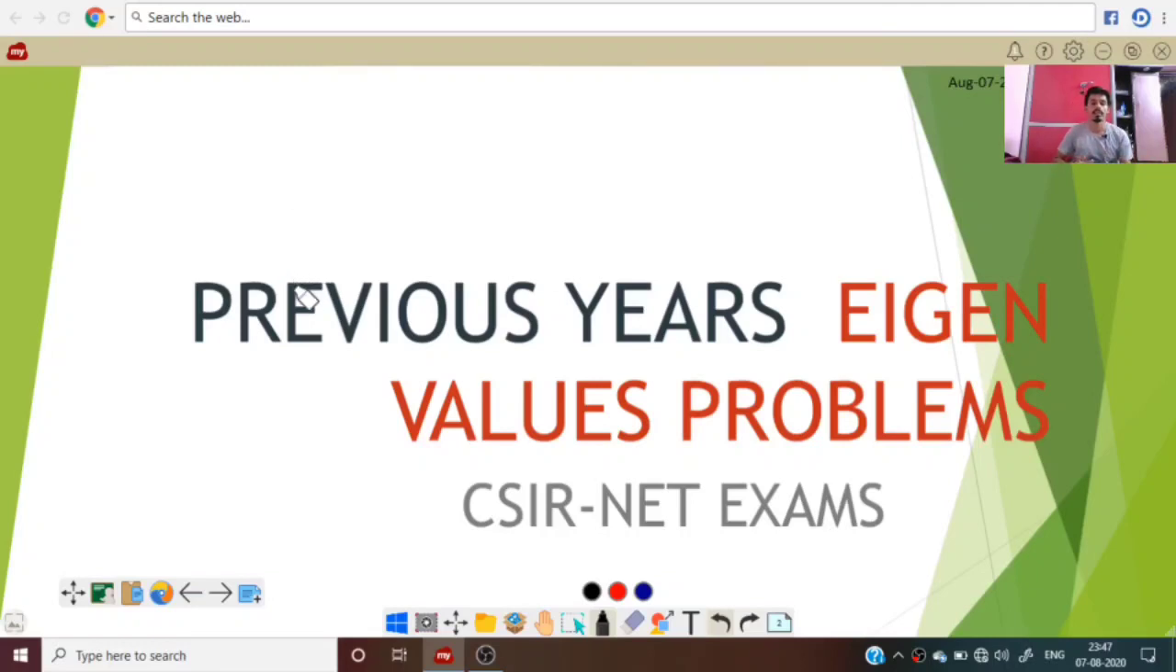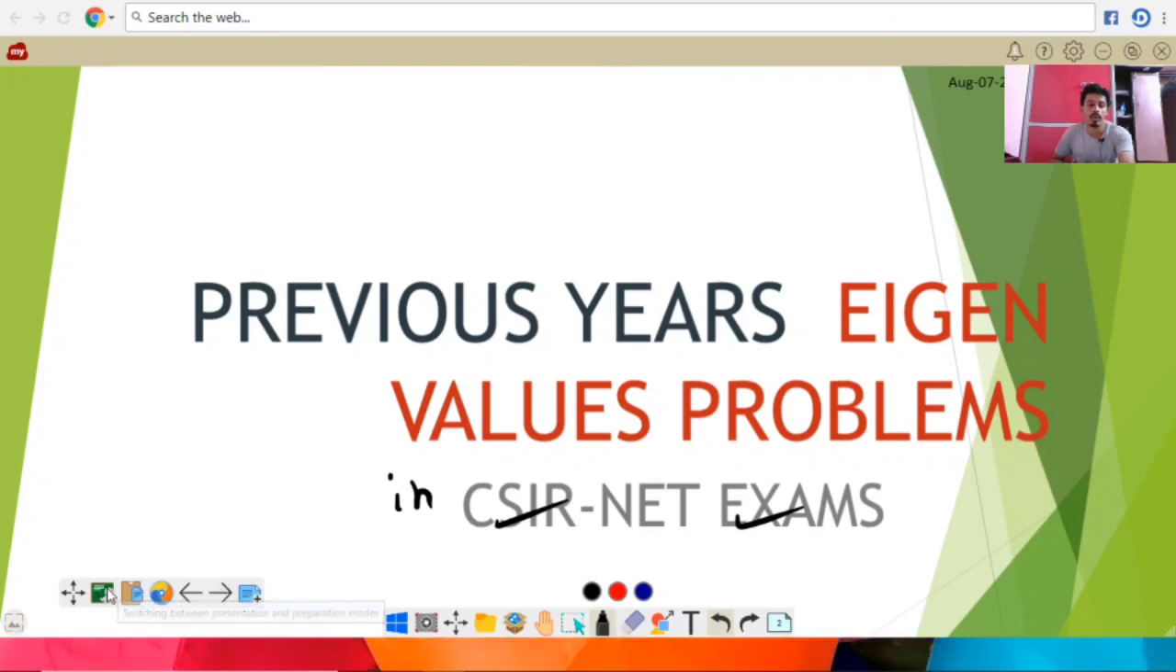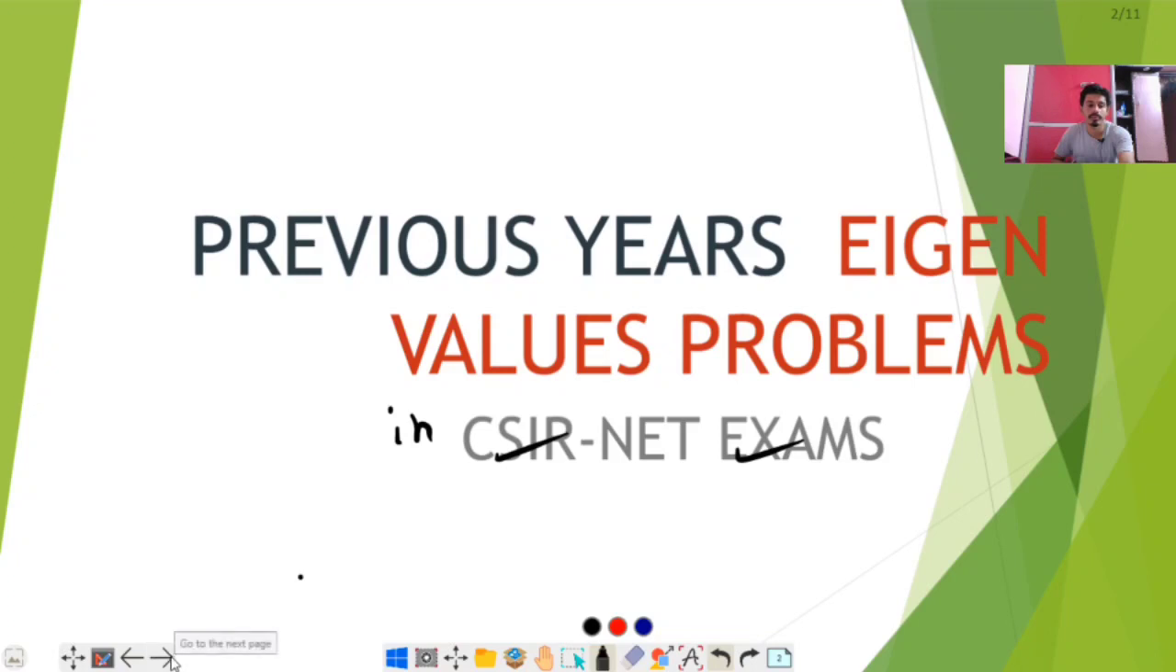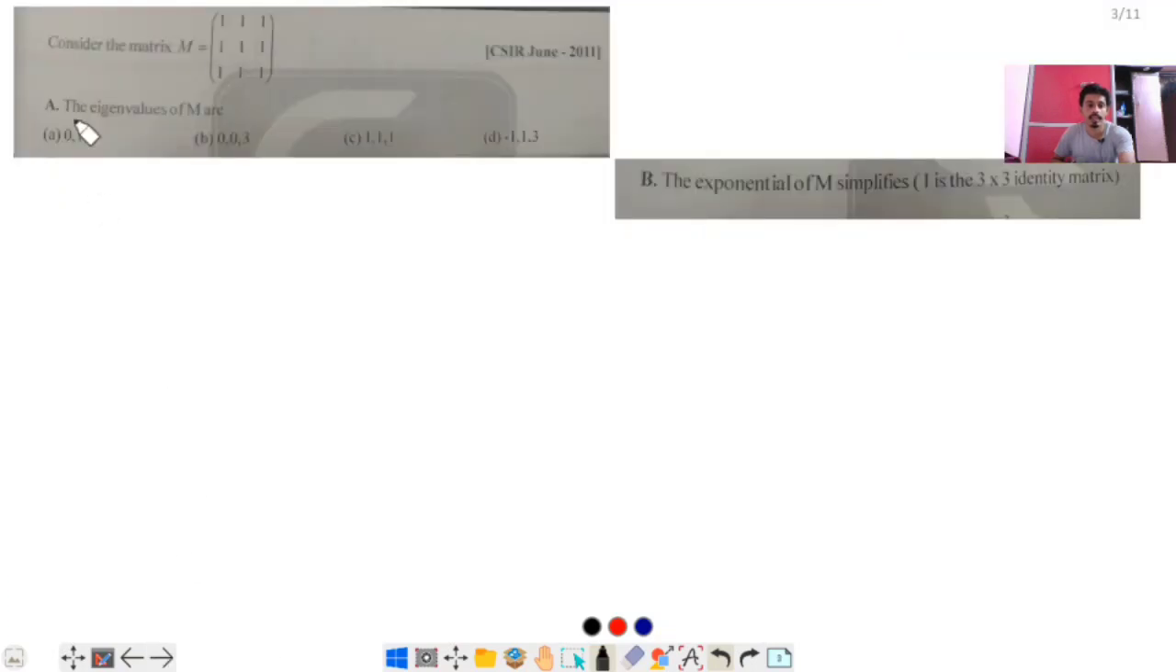Today I will start previous year's eigenvalue problems from the CSIR NET examination. I will go to one problem. Consider a matrix M equal to [1 1 1; 1 1 1; 1 1 1]. Now you will find the eigenvalues of this matrix.